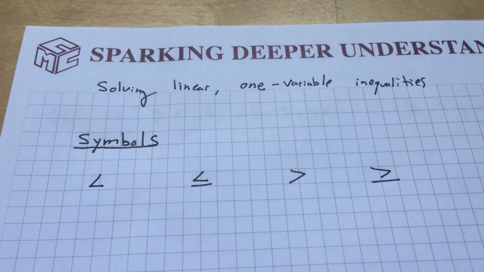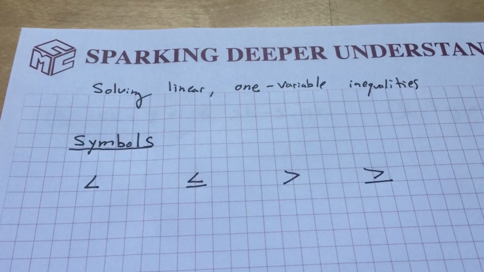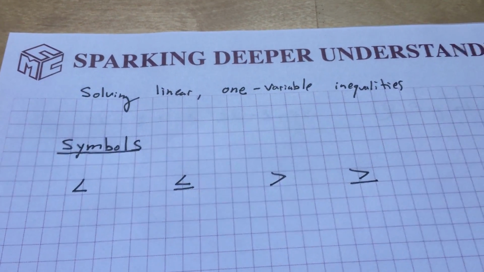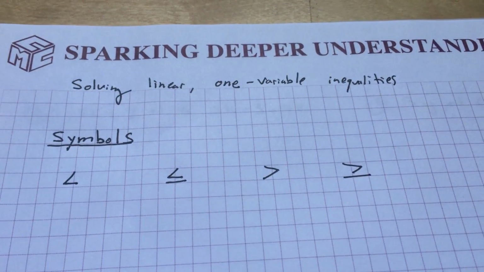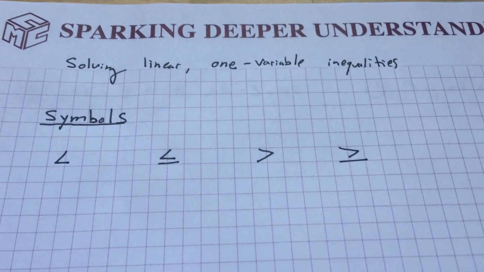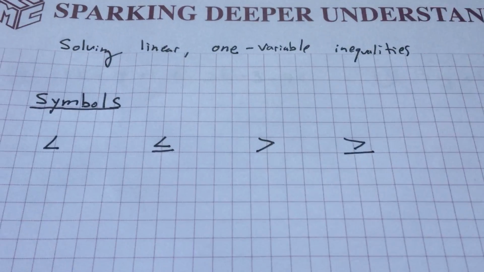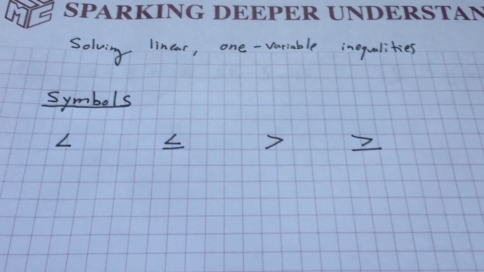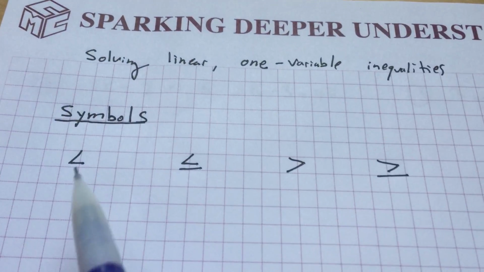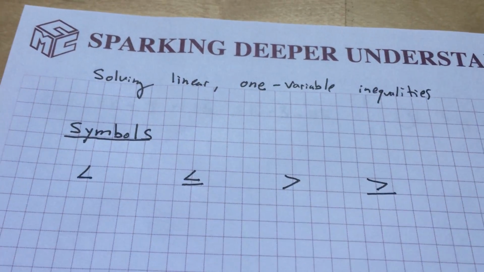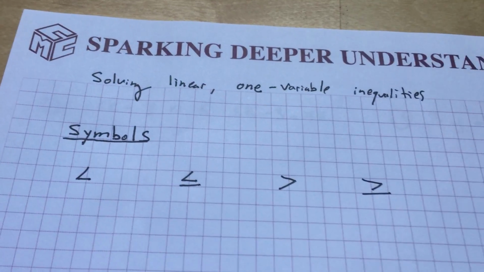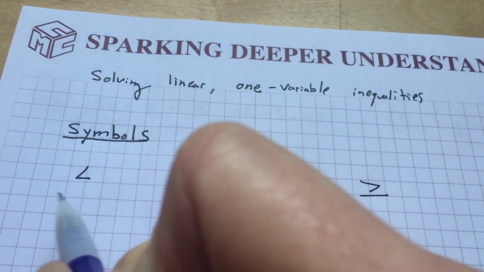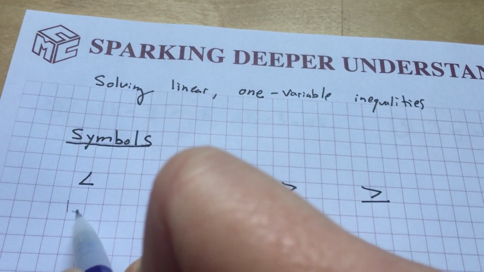Okay, so today we're going to start with solving linear one variable inequalities. In order to talk about inequalities, we need to discuss first our symbols. You're staring at four symbols right here, and we always read them left to right. So this one is the less than symbol.